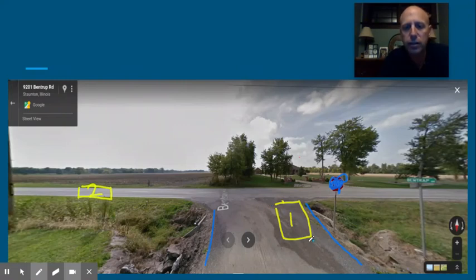So car 1 is going to have to yield no matter what they're doing, whether they're turning right or whether they're turning left. That doesn't matter. Car 1 is going to have to yield. Car 2 will have the right of way. Whether they're going straight, whether they're turning right, that doesn't matter. They will have the right of way.